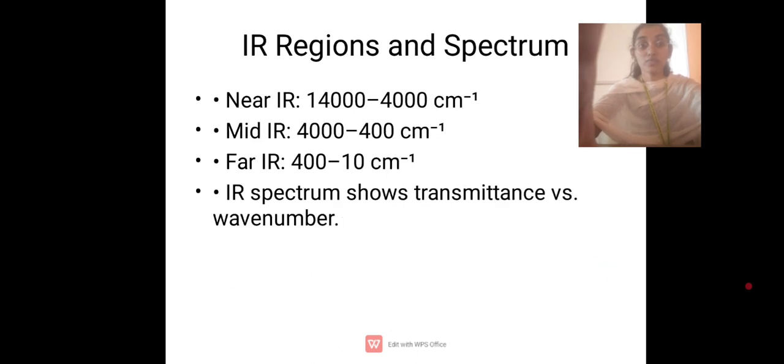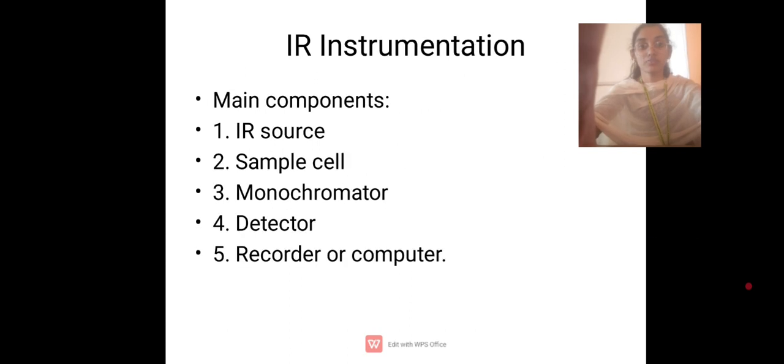IR regions and spectrum. Near IR region is 14,000 to 4,000 cm⁻¹. Mid IR range is 4,000 to 400 cm⁻¹. Far IR range is 400 to 10 cm⁻¹. The IR spectrum shows transmittance versus wave number.